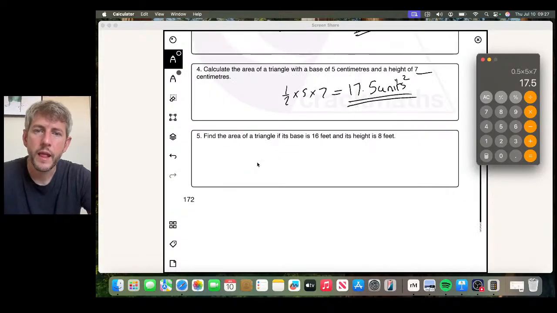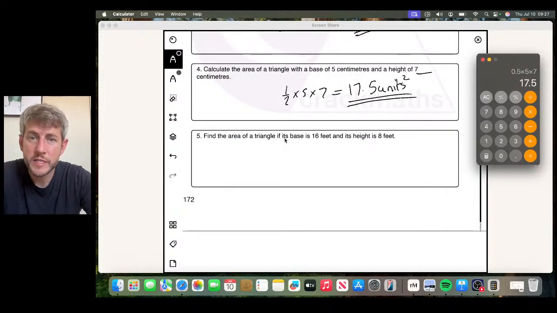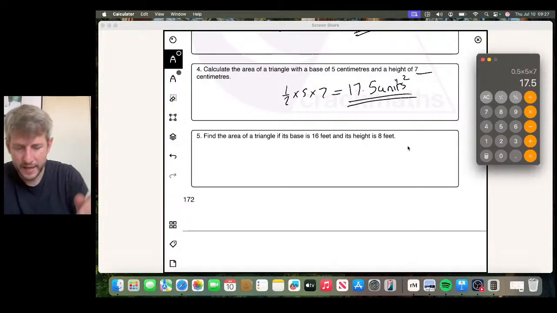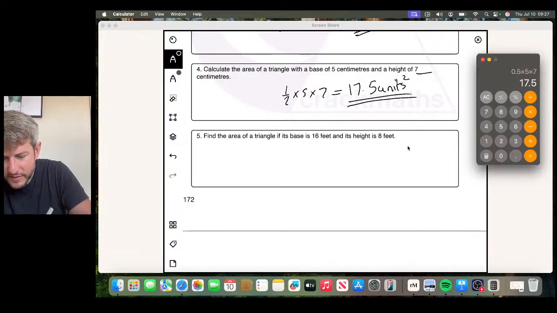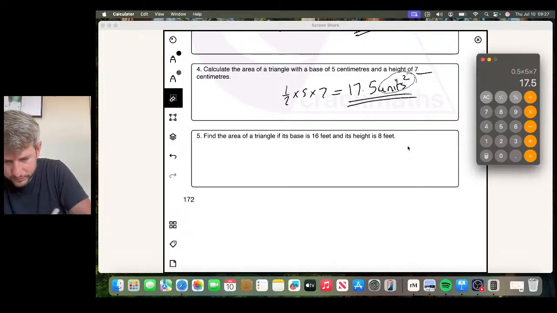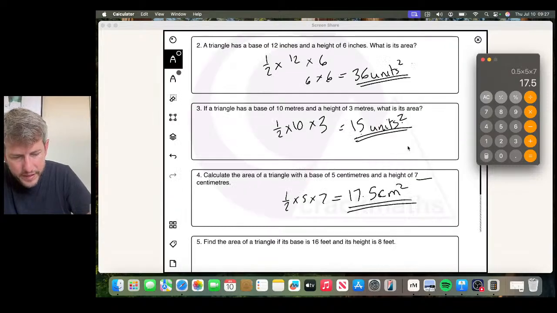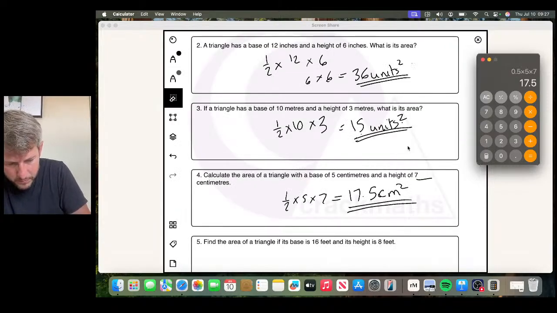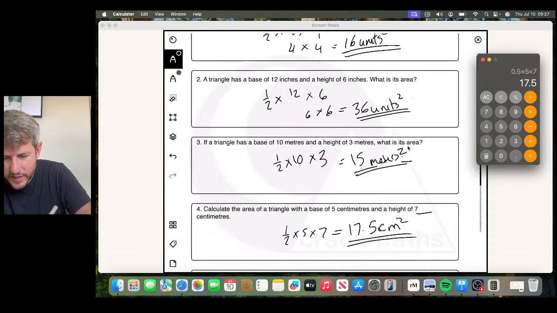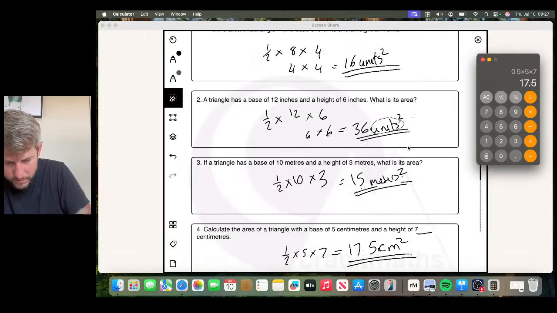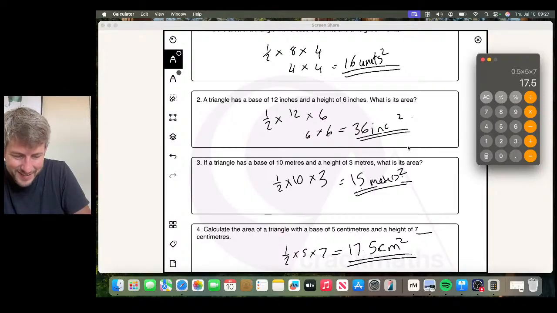Question 5. Find the area of a triangle if its base is 16 feet and its height is 8 feet. Oh, this isn't units, this is centimetres. How long have I been ignoring that for? Meters, yeah, I ignored it here as well. And then here, this was inches. Right, and there we go.